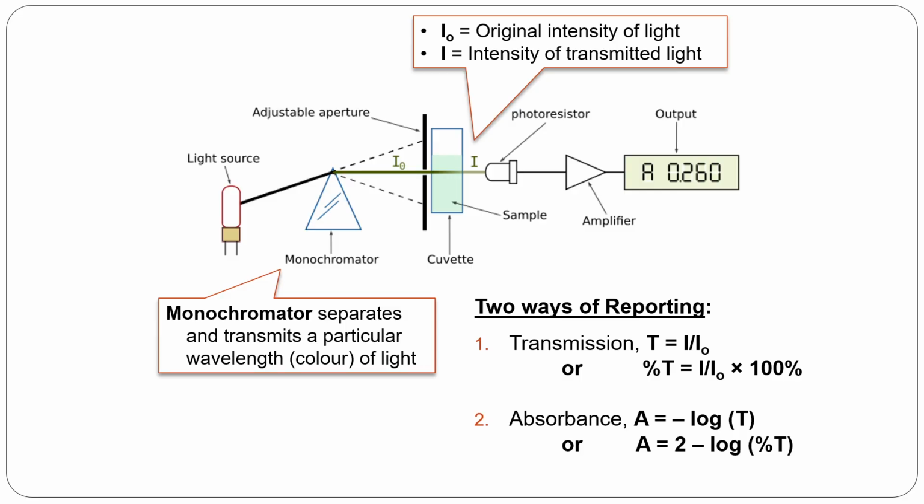If you find the transmission just by taking the final intensity divided by the original intensity, then you would just take the negative log of that to figure out what the absorbance would be. Or if you find the percent transmission, then you would take 2 minus the log of that percent. Now again, this isn't something that you need to do mathematically, but just understand that those two things do connect. The higher the transmission, the lower the absorbance, and vice versa.